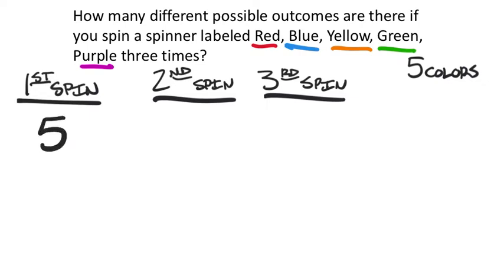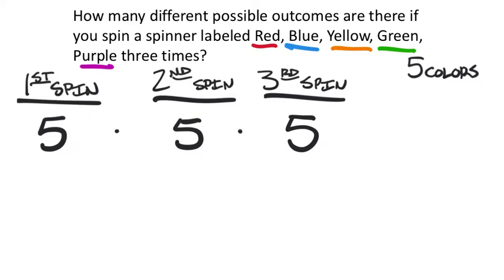Now, this is where it becomes different than the last problem. It's not like we've used up one of the colors and it's no longer available, so that there's only 4 colors on the second spin. No, there's still 5 colors in the second spin, and even 5 colors in the third spin. Now, again, you could figure these out, how many there are, but you're going to see pretty quick that this number is going to get pretty high.